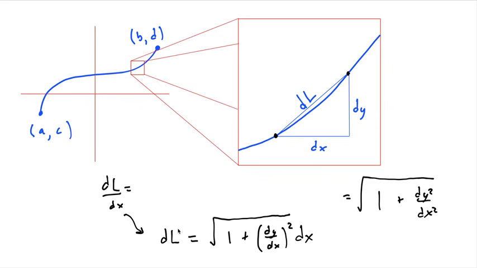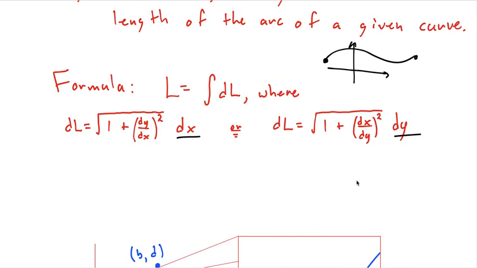dl is the length of one small portion of the curve, and to find the total length of the curve, which we can call L, we add up all of those small lengths dl. To add up a bunch of tiny pieces, we take an integral. So we integrate dl. That's where we get this expression for dl. Similarly, we could get a very similar expression in terms of dy.